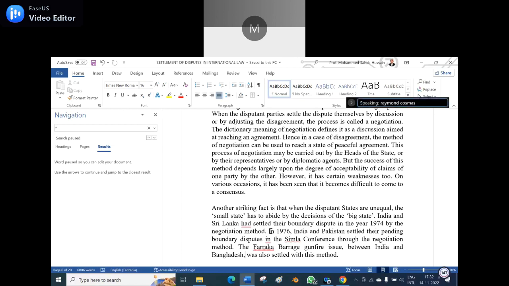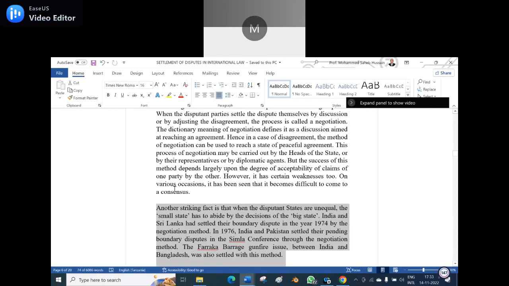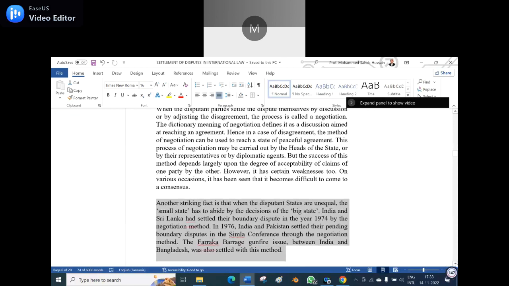So, another striking fact. Read this paragraph. Anyone can unmute and read this paragraph. Read the paragraph which I highlighted on the screen. I said read the paragraph which I highlighted on the screen. Yes, Prof.